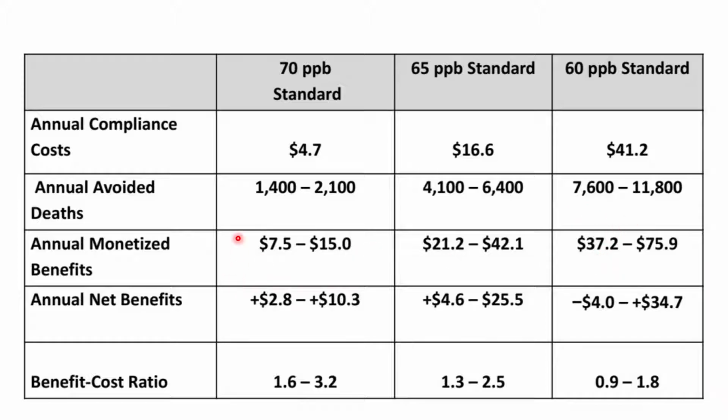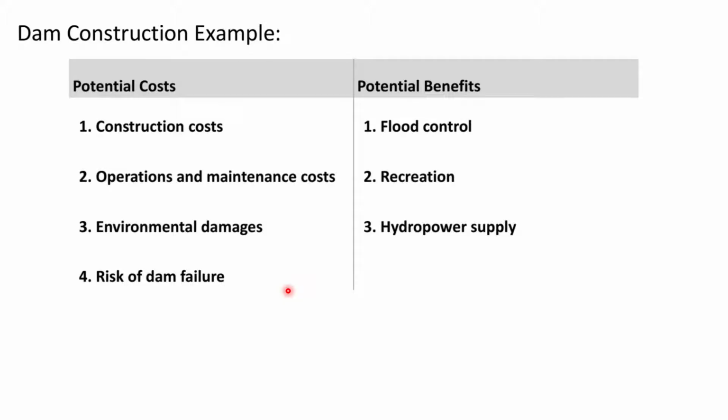Now, if we have such a wide range for avoided death, that means we also have a really wide range for the annual net benefit. Then how do we make a decision? Because now it's not so clear which policies to choose. So in the situation of risk, we're going to borrow something from statistics. Okay, so let's take a look at this example.